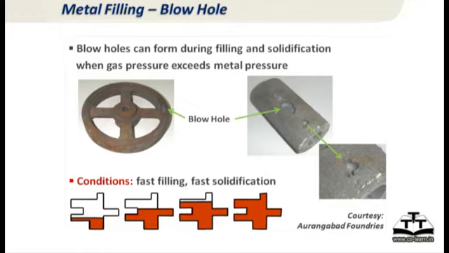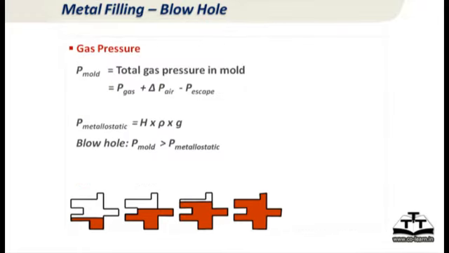So fast filling and fast solidification lead to blowholes. What I mentioned to you was that a blowhole will form when the pressure in the mold cavity because of all those gases, minus the gas pressure lost through escape, exceeds the metallostatic pressure. Then you start getting a blowhole.